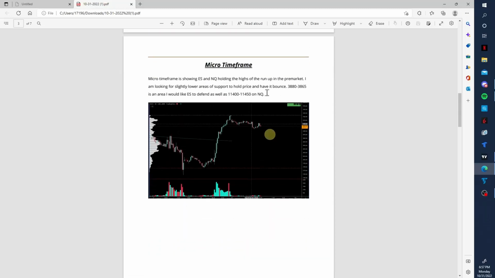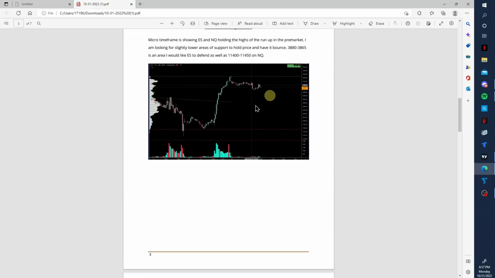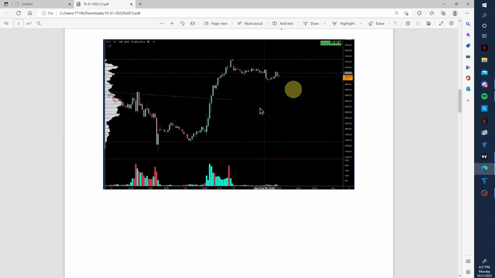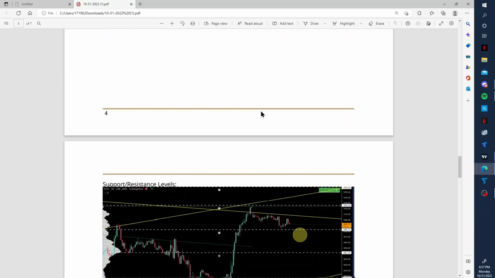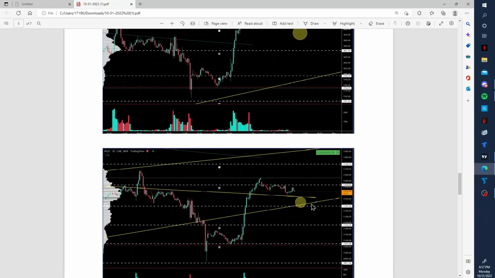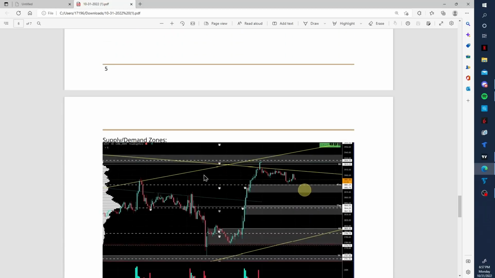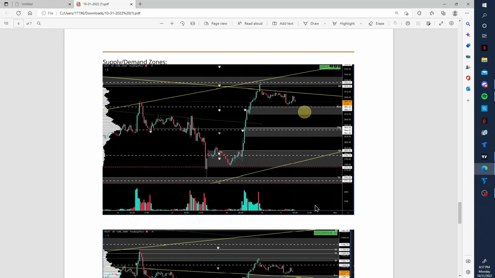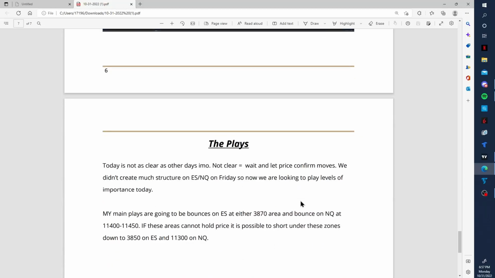Micro time frame, they're holding the highs of the run up in the pre-market, looking for a slightly lower area of support to hold price and have a bounce. 3880 to 3865 is where I would like ES to be defended, as well as 11400 to 11450 on NQ. So kind of showing you the areas that I look for to take the trade. Areas of interest, these are my support and resistance levels. So I show those right there. And then my supply and demand zones, kind of in the same area. And then the plays.